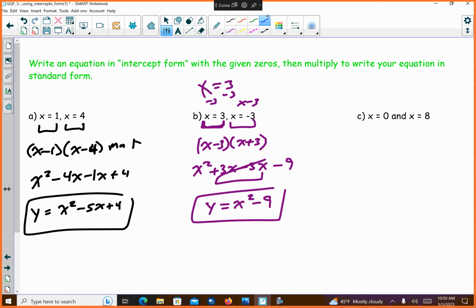And last one. So anytime you see x equals 0, that means I'm going to have x. Good so far? If I have this, what does that give me as a binomial? X equals 8 is what binomial? X minus 8, right? Multiply over. X squared minus 8x. So I get y equals, that's my quadratic.